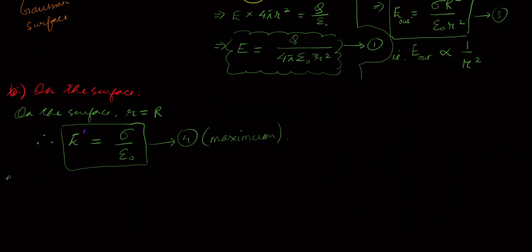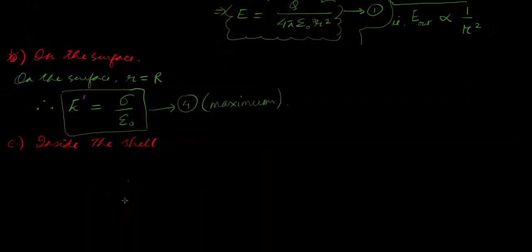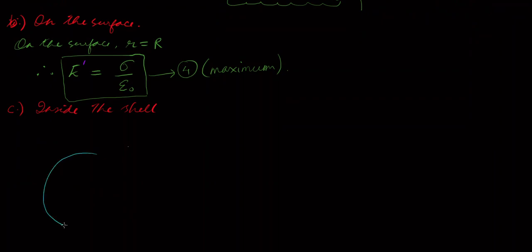What about inside now? Inside the shell. We draw the diagram once again. So we have the shell like this. Where are the charges? The charges are outside. Remember this: for a conductor, the charges are always on the outer surface of the conductor. There is no charge inside the conductor. Please remember that point.